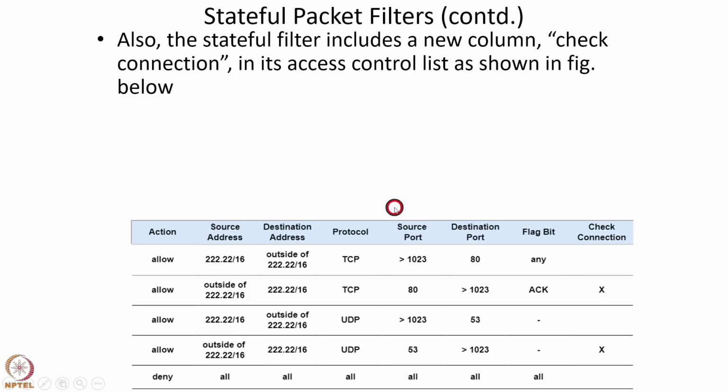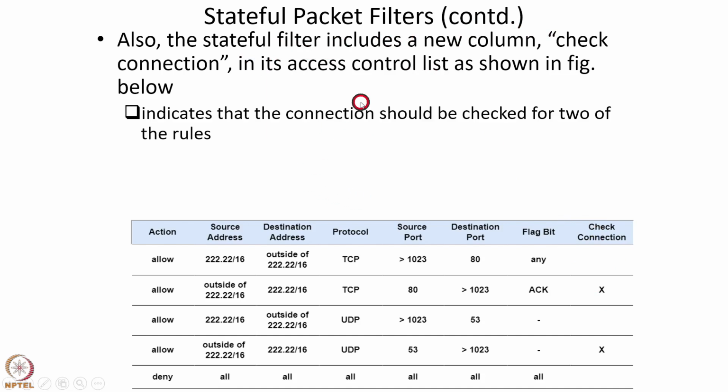Now the access control list is extended by adding a new column to it. That column is check connection. The check connection column is shown in this figure. This is added to the access control list. This indicates that the connection should be checked for two of the rules. So if a packet matches either this rule or this rule, then the connection should be checked.